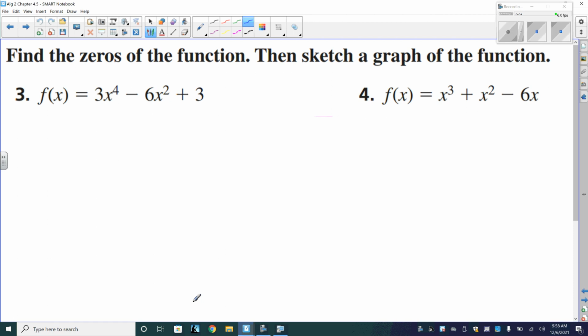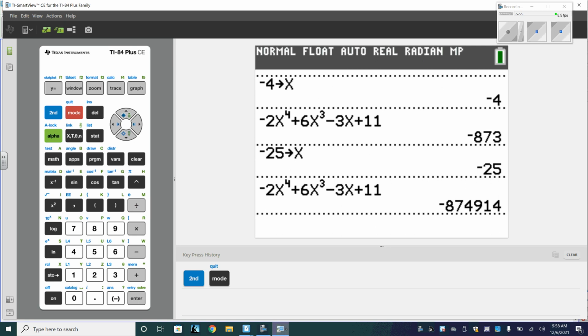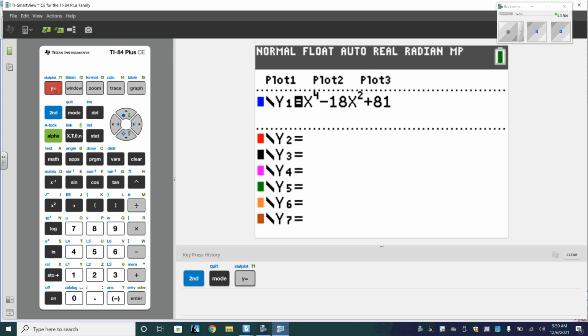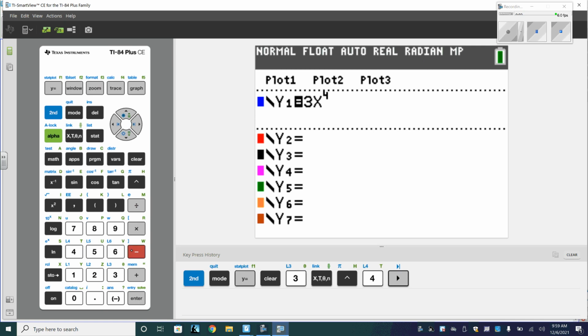So the first thing we want to do is just to type it into the graphing calculator. So we can pull the graphing calculator up. We can hit y equals, and we want to type this equation into the first spot. 3x to the fourth minus 6x squared plus 3. So we want to get it typed in first. And after we get it typed in, what do we hit? Graph.